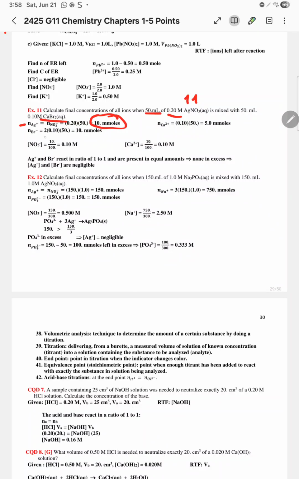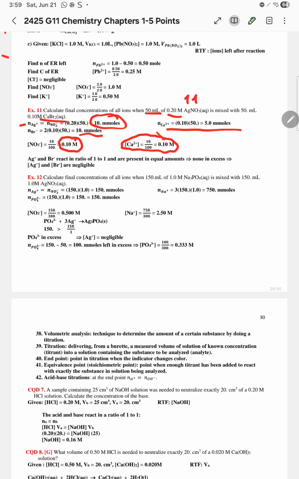Then you're going to get 10 millimoles for the... No, wait, it's 50 milliliters. So 50 times 0.1 is 5 millimoles of Ca because you only have 1 mole of the ion, and you're gonna get 10 millimoles of Br because you have 2 moles of that ion. Then you divide it by the total volume to get the concentration. Total volume is 50 milliliters with 50 milliliters, so it's 100 milliliters. 10 millimoles by 100 milliliters gives you 0.10 molarity for NO3, and the same for Ca2+.